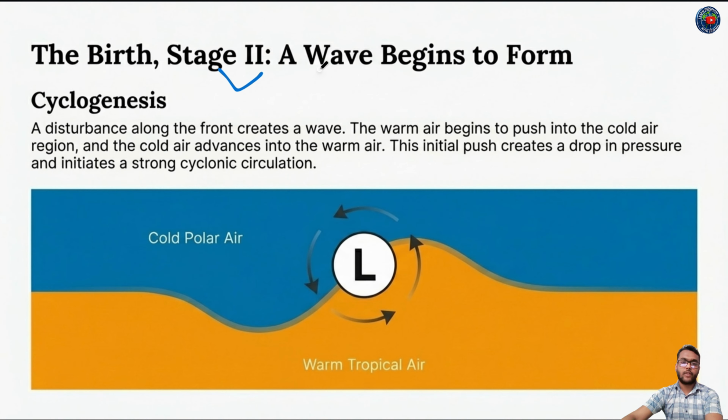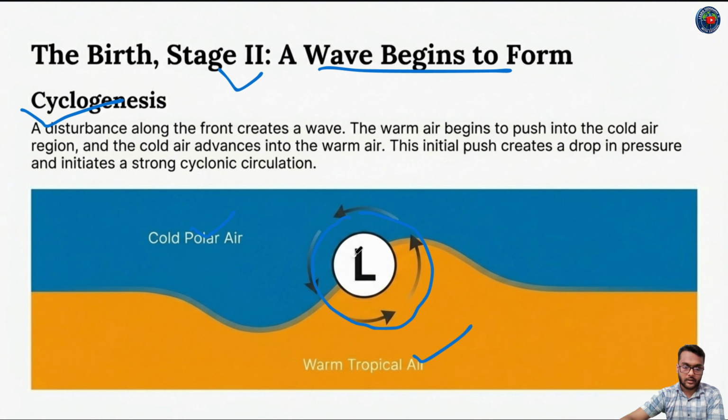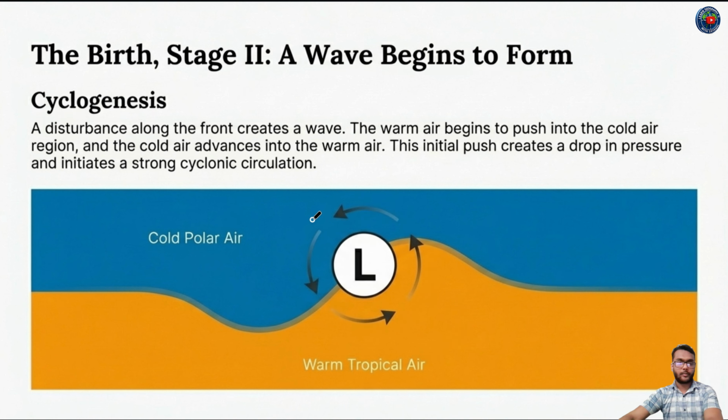Then stage 2, a wave begins to form, that is cyclogenesis. A disturbance along the front creates a wave. The warm air begins to push into the cold air region, and the cold air advances into the warm air. This initial push creates a drop in pressure and initiates a strong cyclonic circulation. This is cold polar air and warm tropical air, and this is the boundary, and this creates a low pressure zone, and this is the temperate cyclone formation.